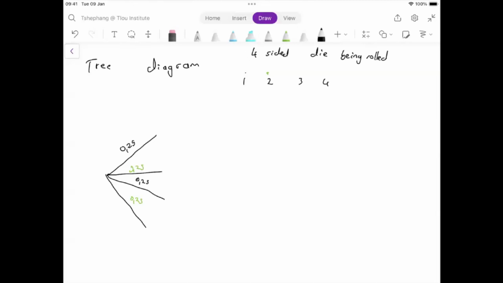After rolling this die, we then toss a coin. So here, we're going to have a heads or a tails. We roll that die first. Let me just write the numbers here: number 1, number 2, number 3, and number 4. If you get a 2, you can also get a heads or a tails. Same thing with the 3, and with the 4 as well, a heads or a tails.